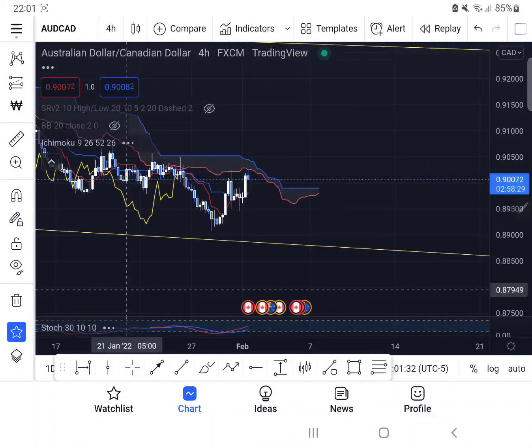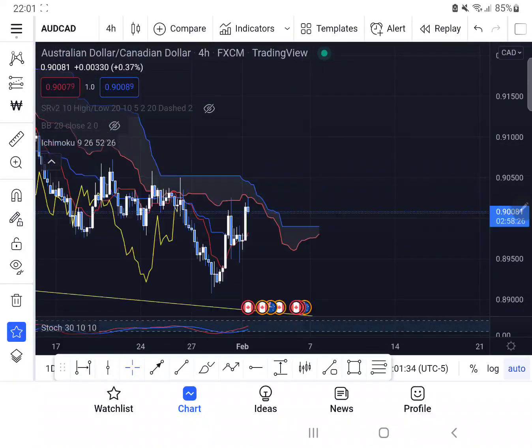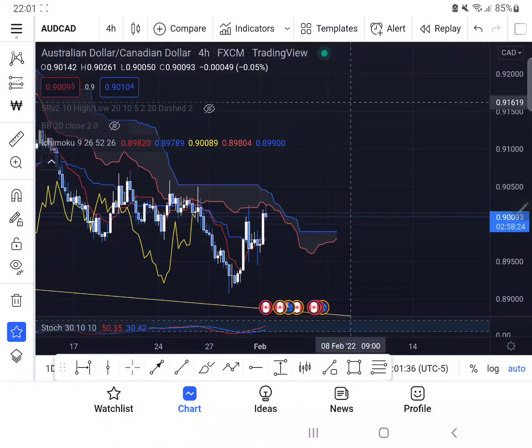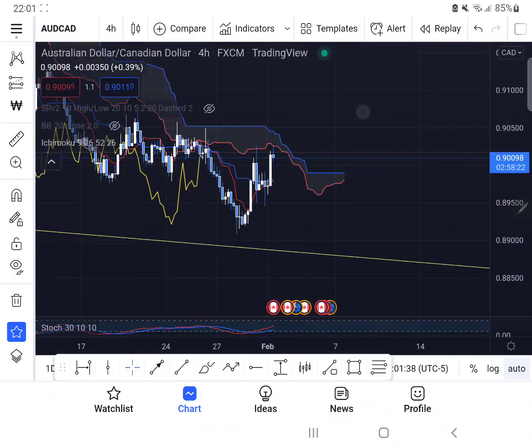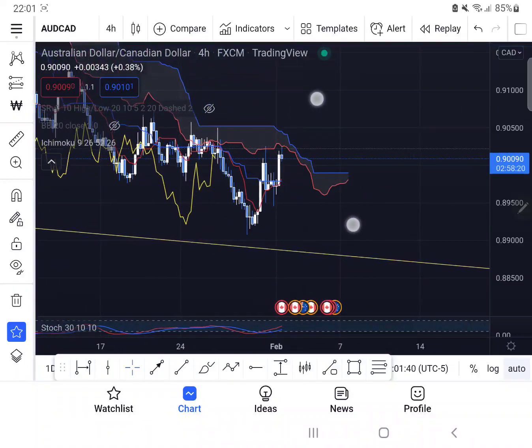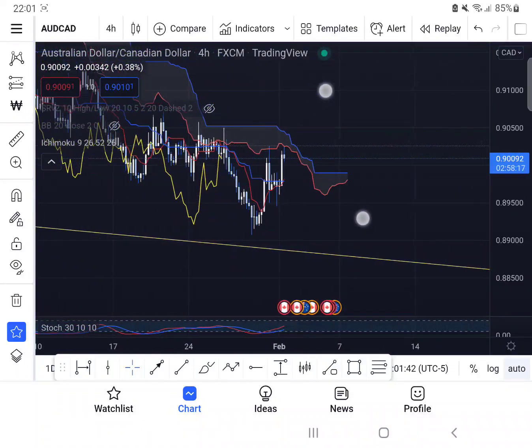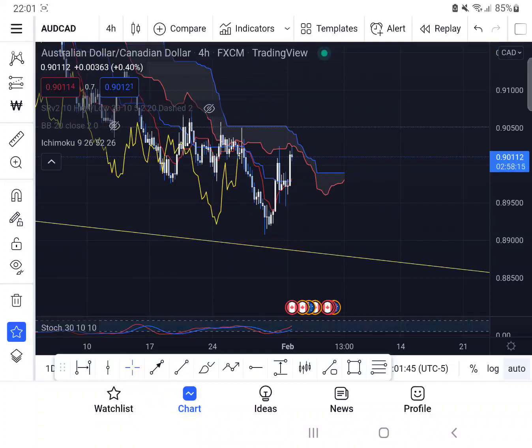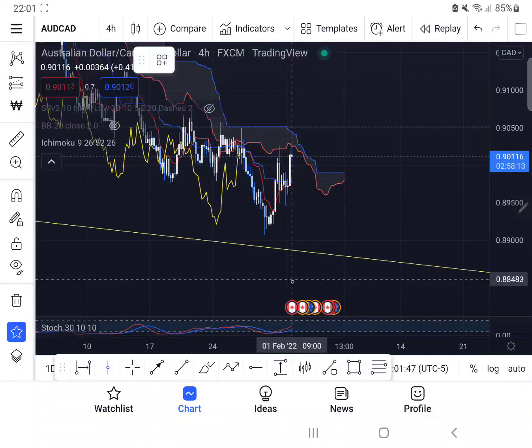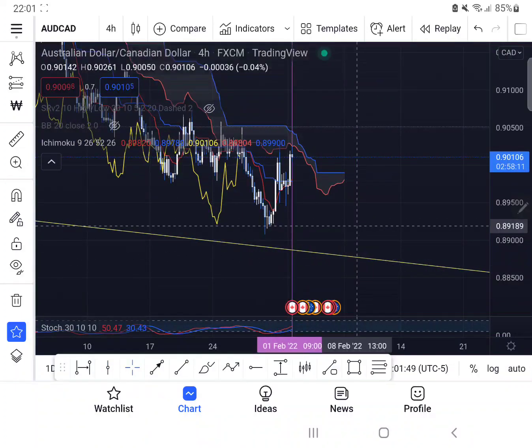So what about the 4 hour time frame? For now it's a retracement, as you can see, it's retracing back to the cloud again, and the golden cross is occurring. So this is a hot news that will occur.